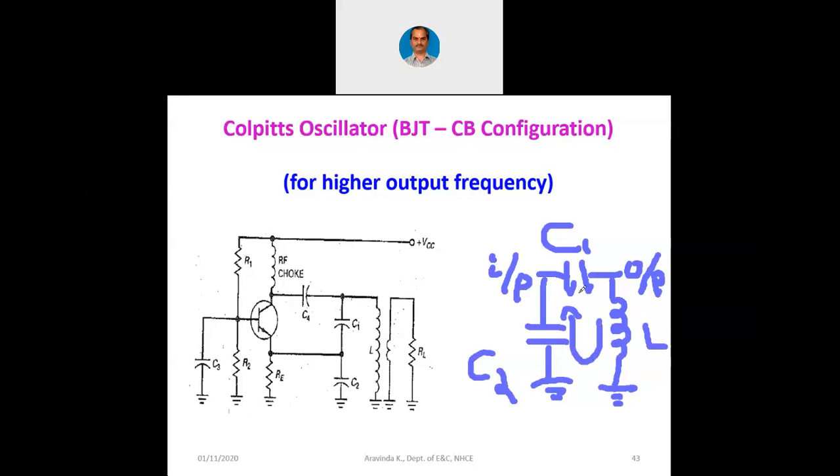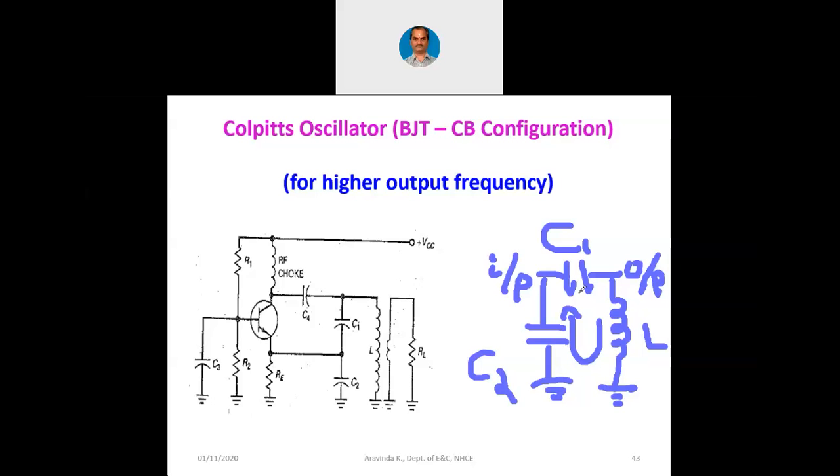That way we should say, as C1 is also connected to the emitter, it is going to work like an oscillator only. Even though the feedback arrangement is slightly different, it is going to work like a Colpitts oscillator only. And the formula is going to be the same. The only advantage is that with this particular circuit, we can have larger output frequencies when compared to the previous common emitter configuration. That is the idea here.